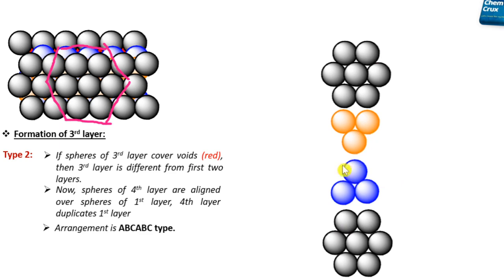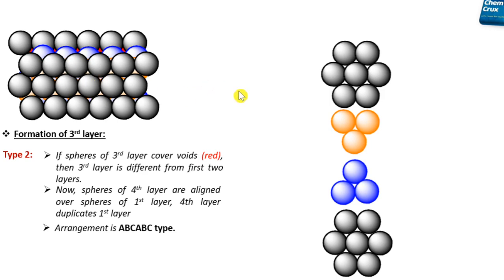And the second layer and third layer are of exactly opposite arrangement, right? That is why they are of two different types. The second layer is of type B and the third layer is of type C, right? Now this was the top view of the arrangement.